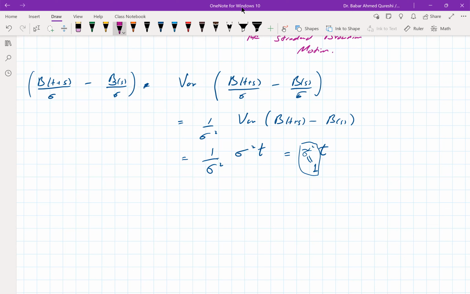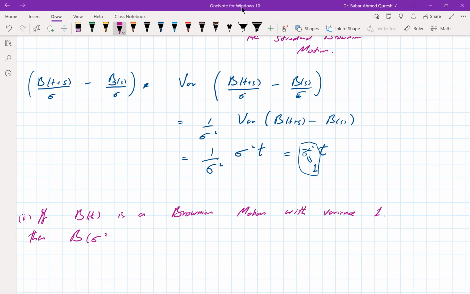The converse one can do as well. If B of t is a Brownian motion with variance 1, then B of sigma square t is Brownian motion with variance sigma square.